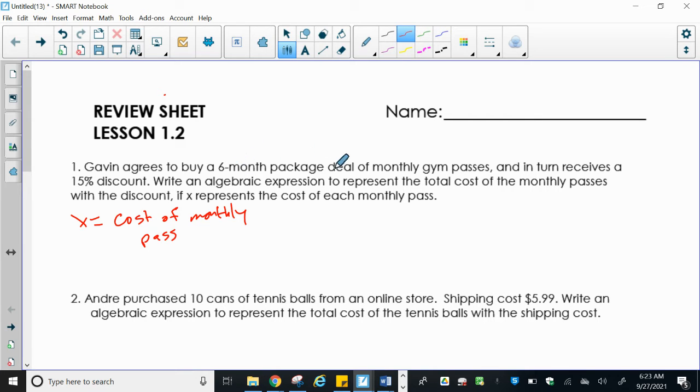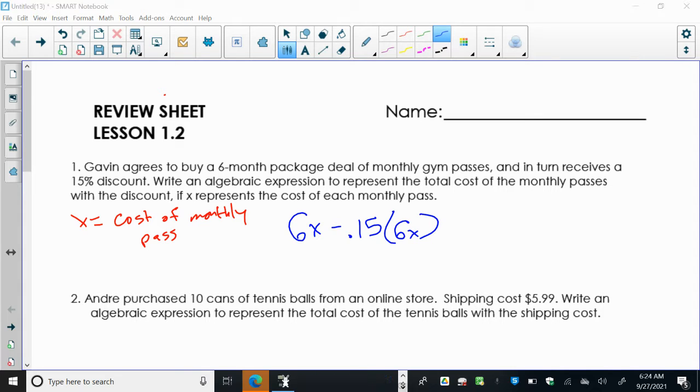So we buy 6 monthly passes and we get a 15% discount. If X represents the cost of a monthly pass, and we're looking to write an expression that represents the total cost of them all with the discount, well, we bought 6 of them, so we would say 6X, and then we have to take a 15% discount on the 6 months of passes. So minus 0.15 of, right, percents are always of something, so we're taking 15% off of our 6-month passes, 6X.